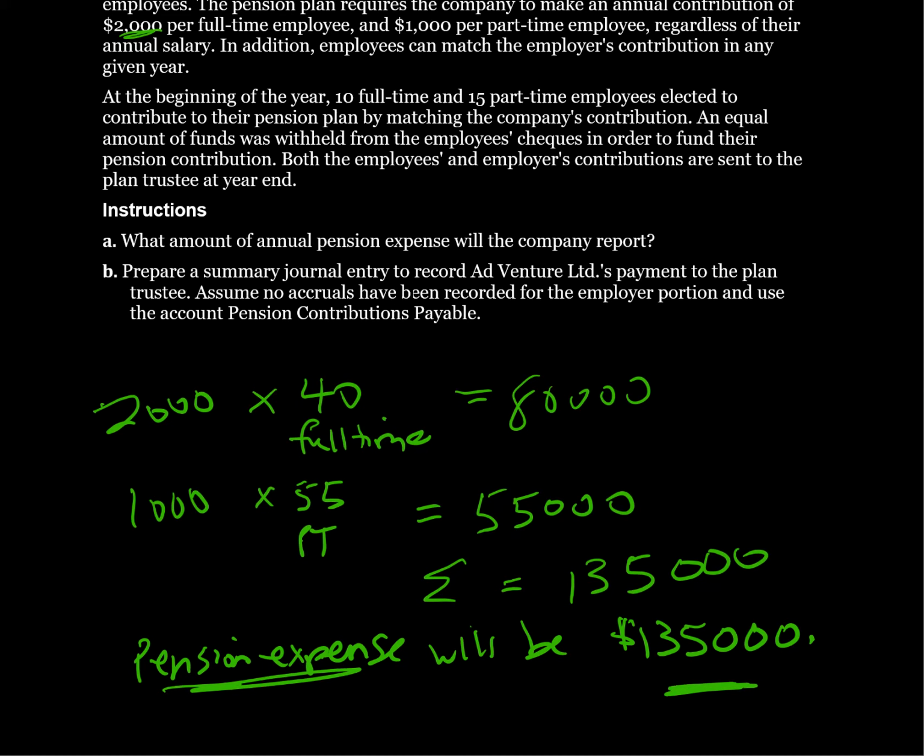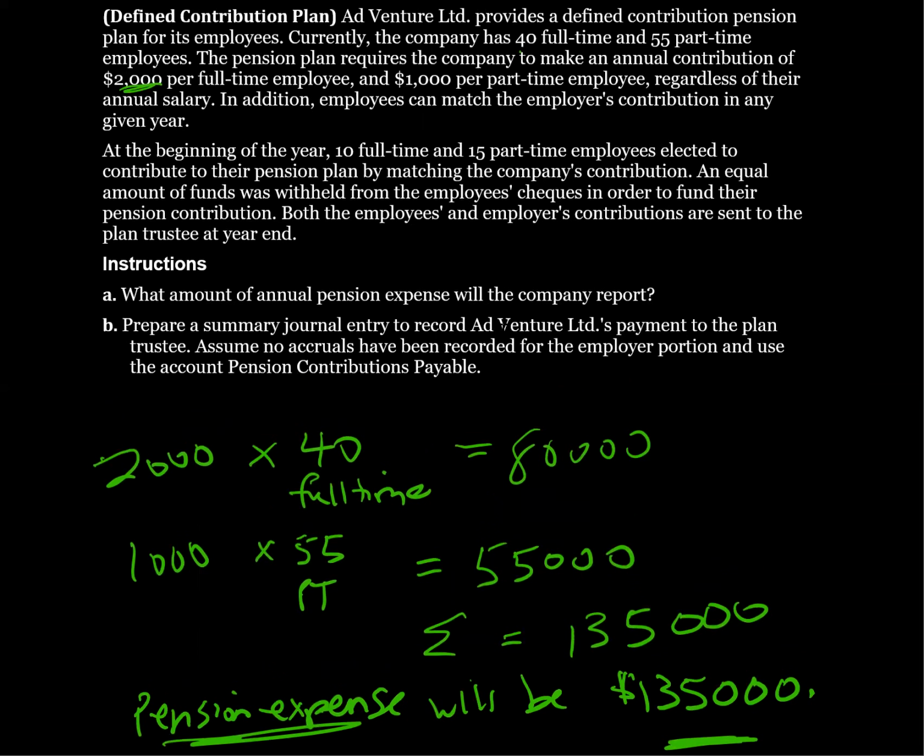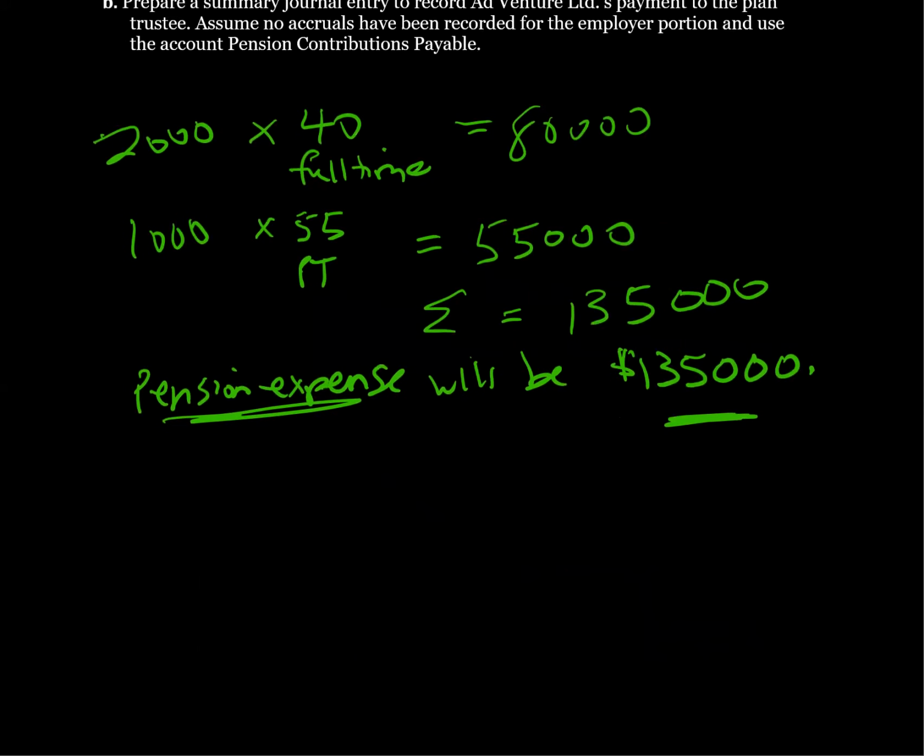Okay, next is prepare a summary journal entry to record Adventure Limited's payment to the plan trustee. Assume no accruals have been recorded for the employer portion and use the account pension contributions payable. So pension contributions payable is going to reflect the employer contribution, which is this 135, and the amount that they've withheld from the employees to match their contribution. It's not an expense for them, but they do have a liability to remit it because they've withheld it from the employees' paychecks.